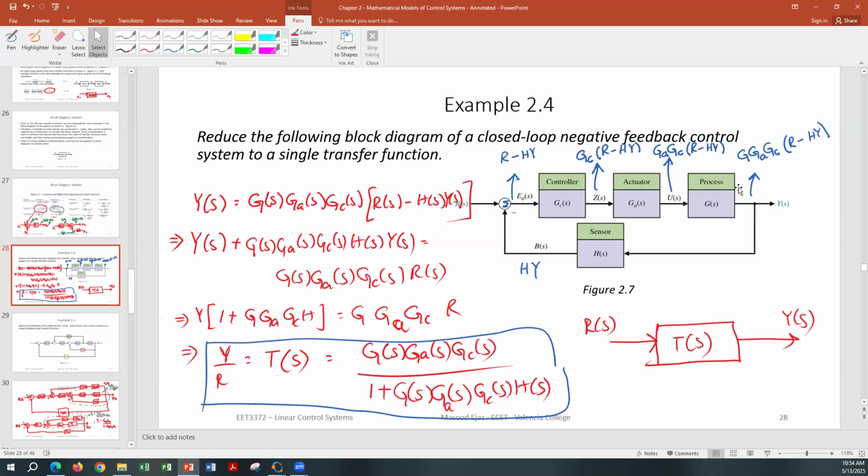So in this case, it was a single loop, so it's pretty straightforward. The output is equal to that equation. But if you have multiple loops and all those things, it becomes a little complicated, basically. But you can do that. It's not like you cannot. You can always follow the signal and write the equation in terms of other signals and other gains.